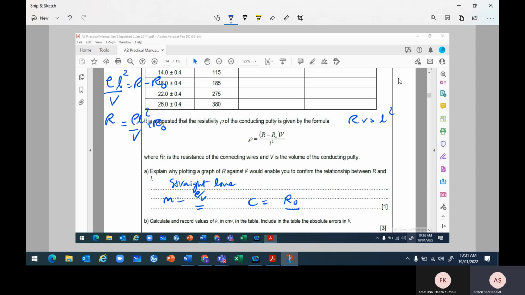So the first answer should be what? By obtaining a straight line where gradient is rho over V and y-intercept is R naught would enable us to confirm the relationship. So all of you got this, right? As I said, recent papers, they just ask what is gradient, what is intercept, that's it. So you must be able to get what gradient and intercept represent.